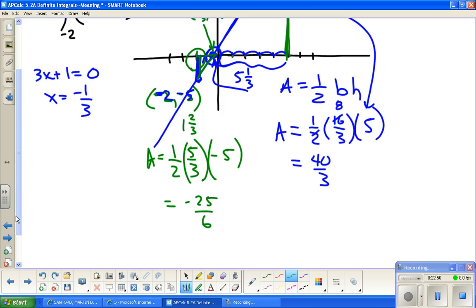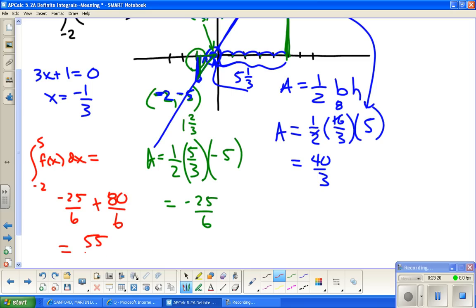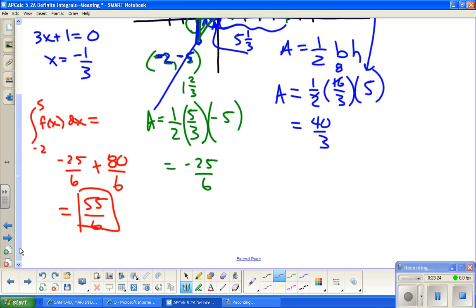All right, so here we go. Let's put all this together because I know you've got stuff to do, and so do I. The integral of f of x dx from -2 to 5, I believe it was, is going to be equal to -25/6 plus, I'm sorry, I'm going to switch this right now to 80/6. So this is 55/6.